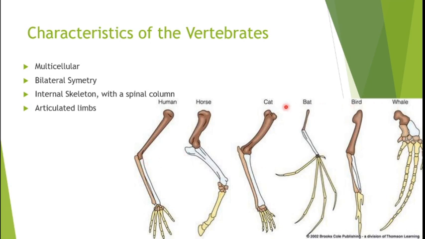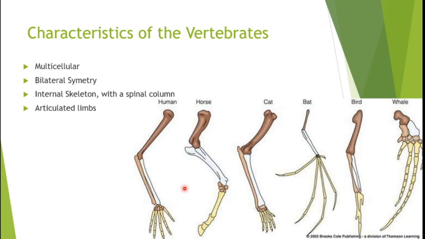You can see all these are not only vertebrates but mammals, except the bird. But in general, in all the vertebrates we have the same bone structure in our limbs, and we've got 1, 2, and 3 articulations.